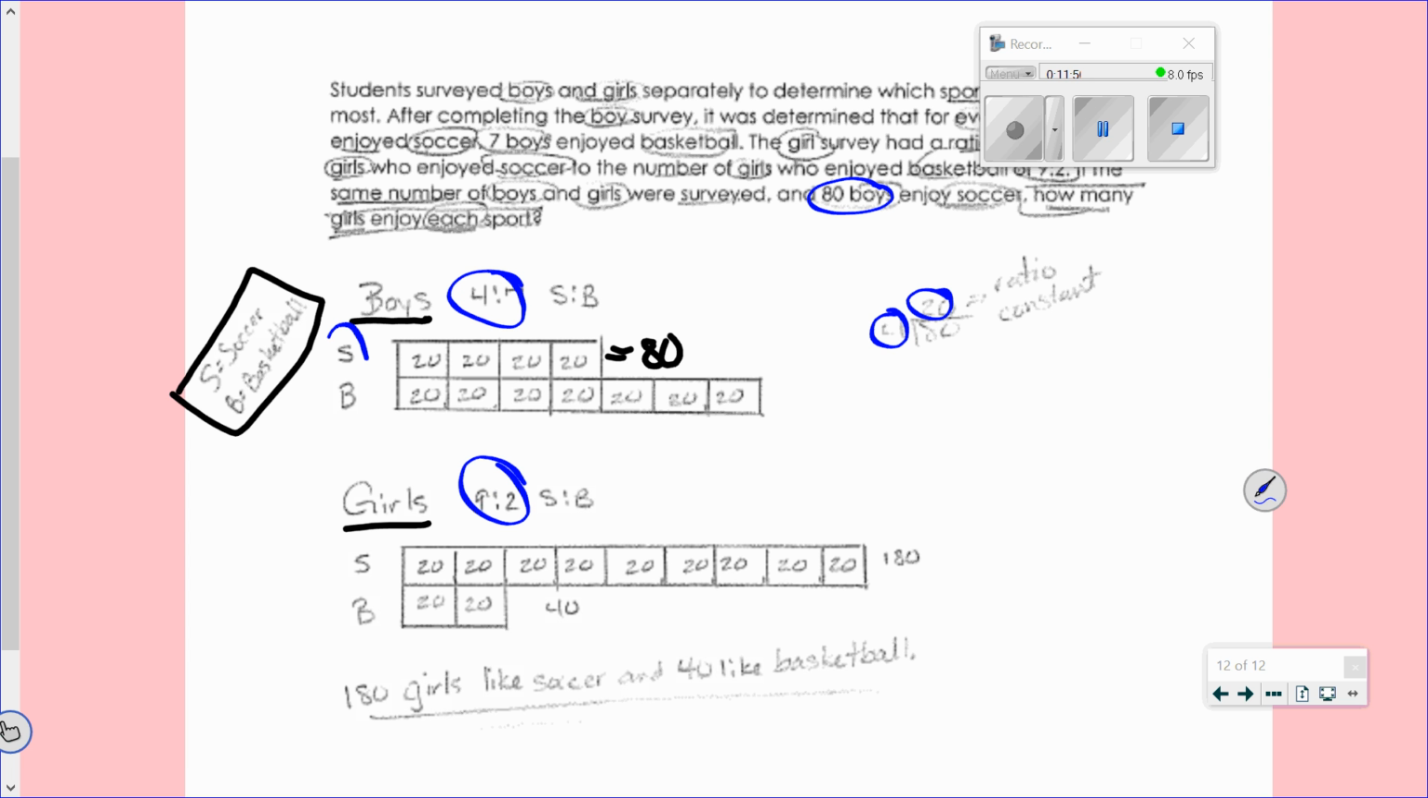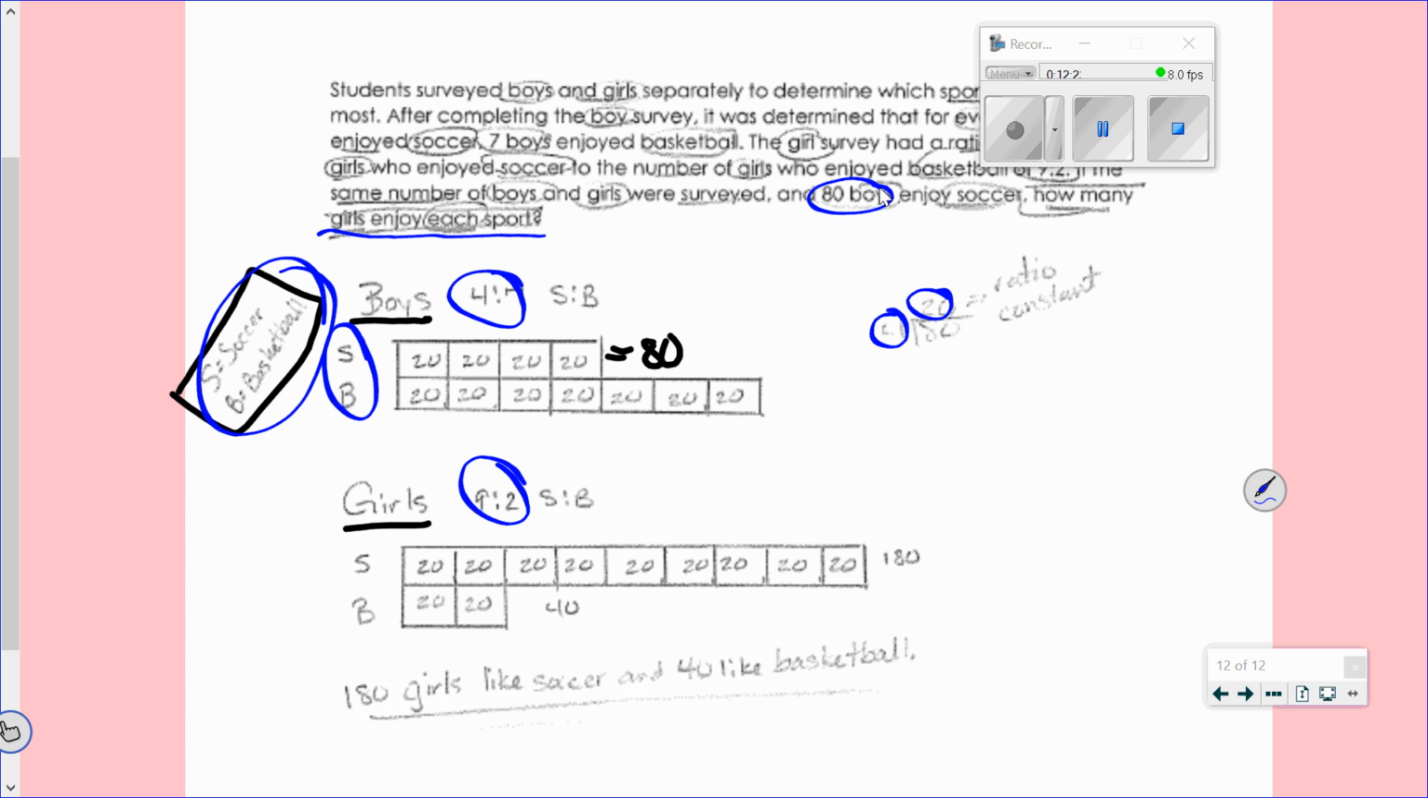Make sure you have labeled your tape diagram. If you're using variables, make sure that you identify your variables. The bottom line is, and this one for some reason causes issues, what is the question being asked on this problem? How many girls like each sport? So if I say 220, have I answered the question? No. That's how many girls were surveyed, but the actual answer is 180 girls like soccer and 40 like basketball.